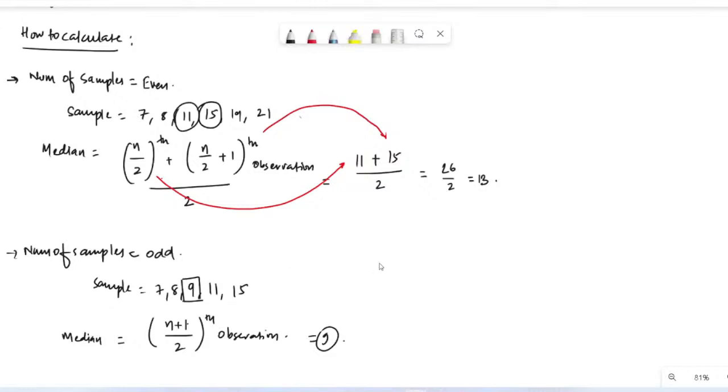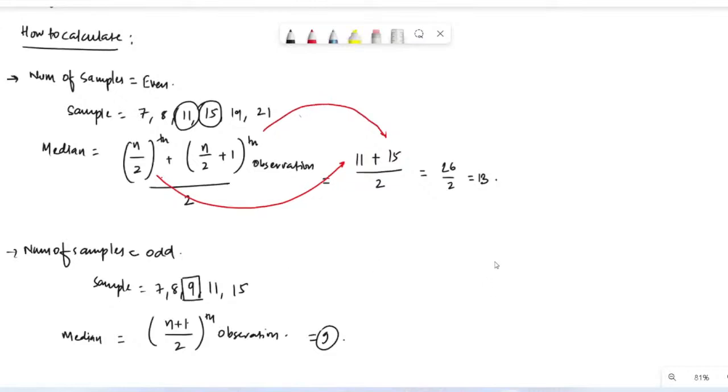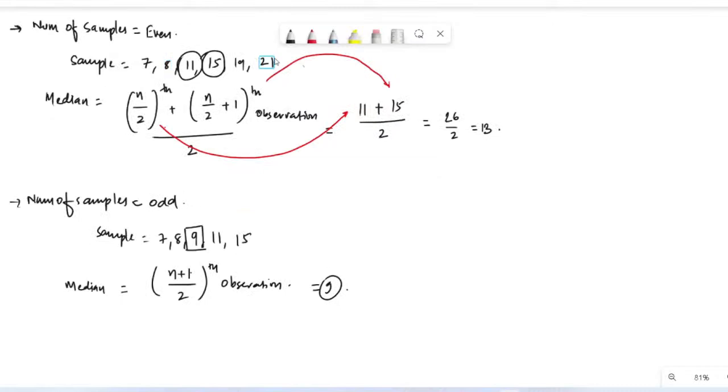Before you calculate these, please make sure that your data is also arranged in ascending order first before we do any calculations.